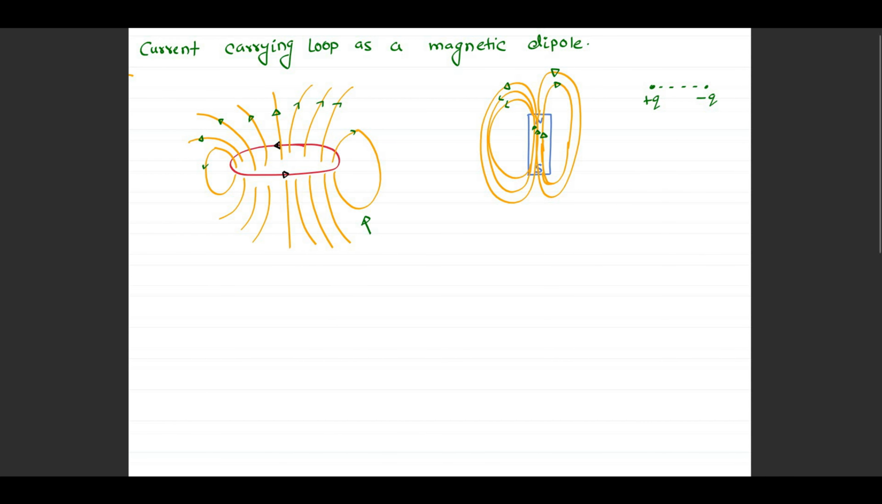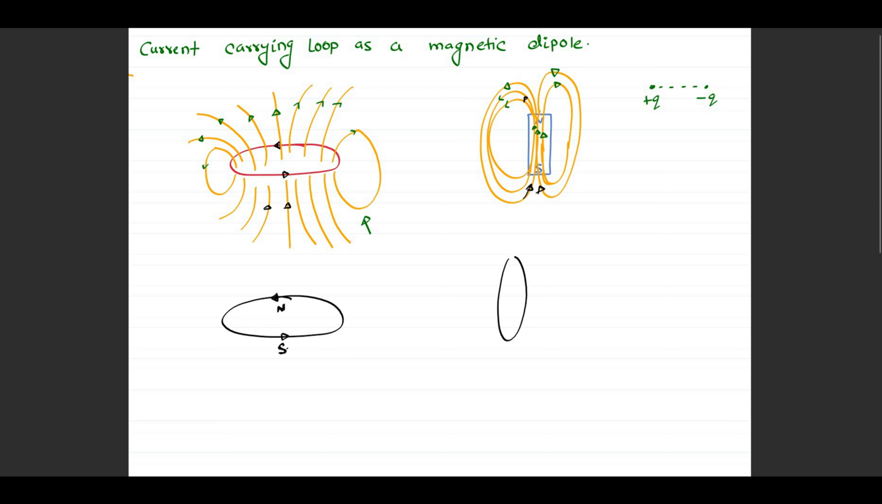So if you look at this loop having current in the given sense, by looking at the field lines, can I say the upper part is behaving as north pole and the lower part is behaving as south pole, right? Because field are entering here. So outside you can see field enters south pole and leaves north pole. So upward face will behave as north pole and the downward face will behave as south pole.